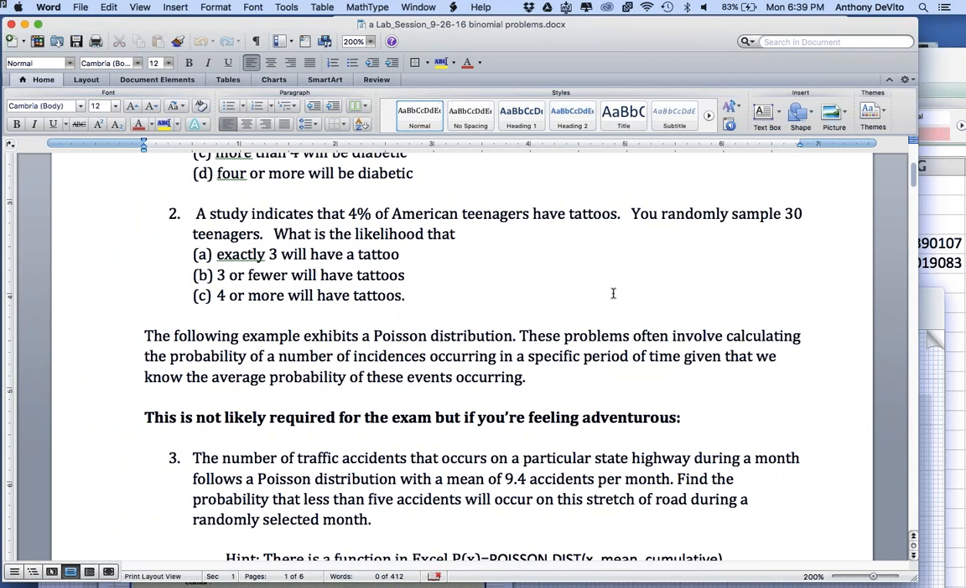Okay, a study indicates 4% of American teenagers have tattoos. You randomly sample 30 teenagers. What's the likelihood exactly 3 have a tattoo? 3 or fewer have tattoos? 4 or more have tattoos?